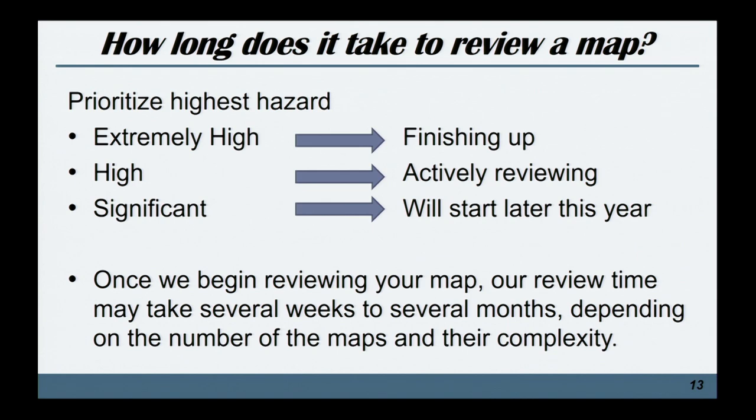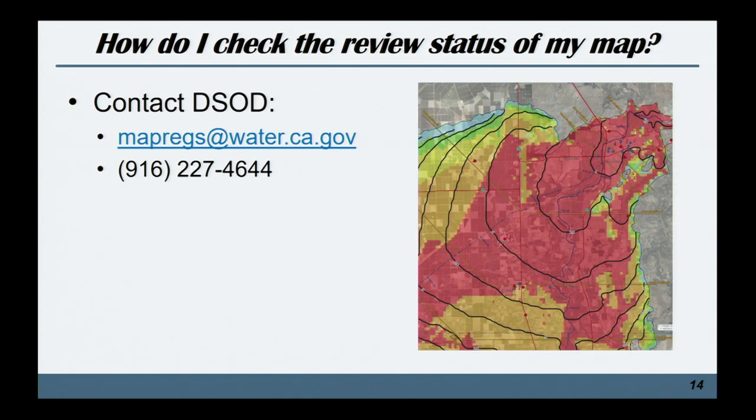Once we begin reviewing the map, the review time varies from several weeks to several months, depending on how many maps are submitted, the complexity of the maps, and sometimes even how fine the data resolution is. If you'd like a status update, you can email mapregs@water.ca.gov, or you can call our general number, which is 916-227-4644.